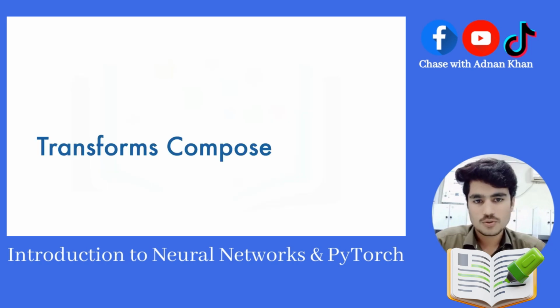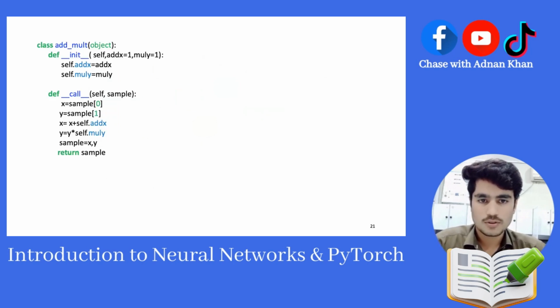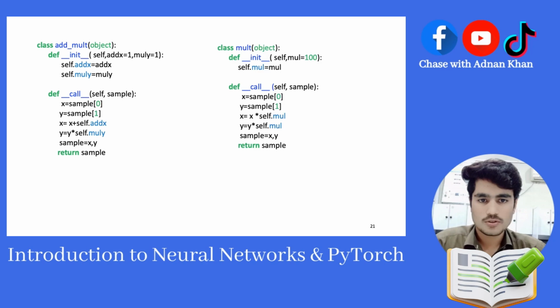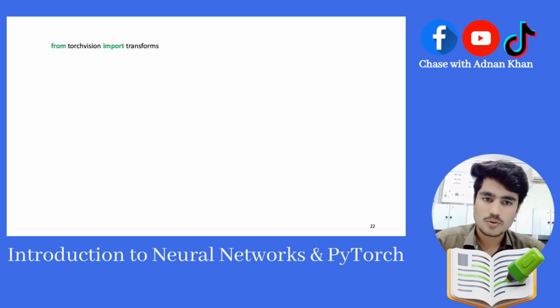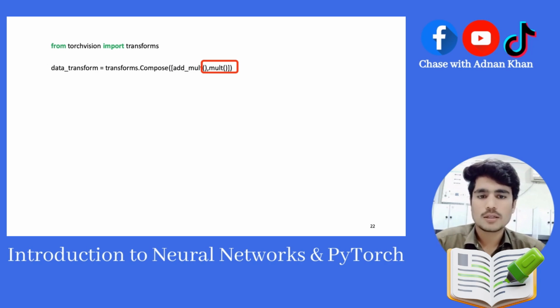In many cases, we would like to run several transforms in series. You can do this using the class Compose in the transforms module. In addition to our addMultiply, let's say we would like to apply another transform. In this case, we create the class mult. It will multiply all the elements of a tensor by the value mul. We simply create a transforms.Compose object. In the constructor, we place a list. The first element of the list is the constructor for the first transform. The second element of the list is the constructor for the second transform.